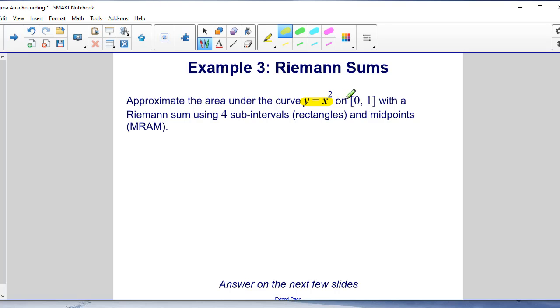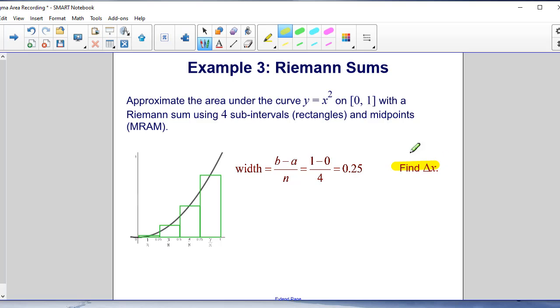So some of the important information we get is that we know that our f of x is going to be y equals x squared. We're working over a closed interval from 0 to 1, and we're using 4 subintervals. And the type of approximation we'll be using will be the midpoint. Our first step is to find delta x. So the width is going to be b minus a divided by n, which is 1 minus 0 divided by 4. So the width of each interval is going to be 1/4.